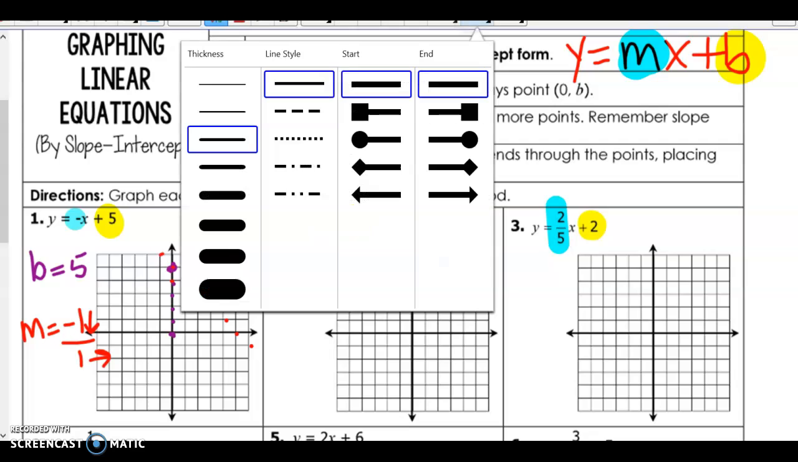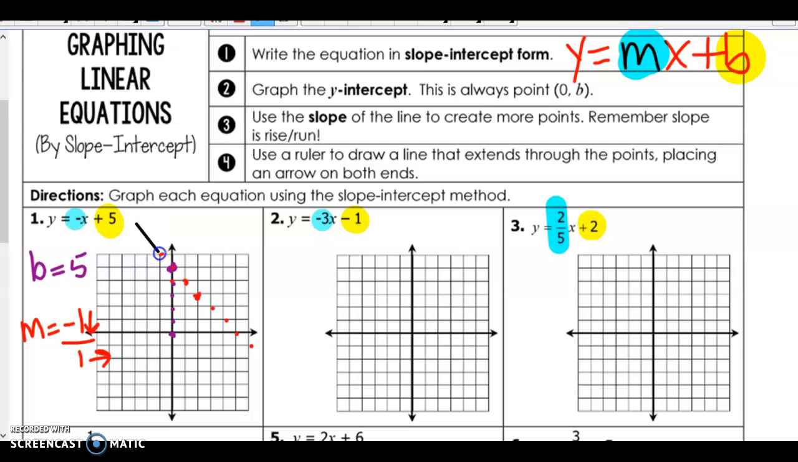And then that's where your line will come in. So let me see if I can. So your line will look like that.